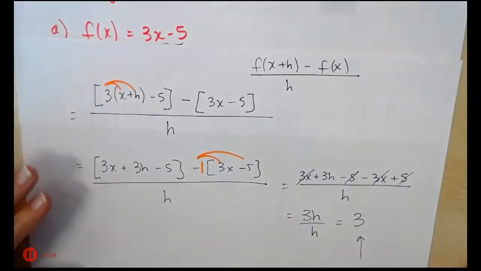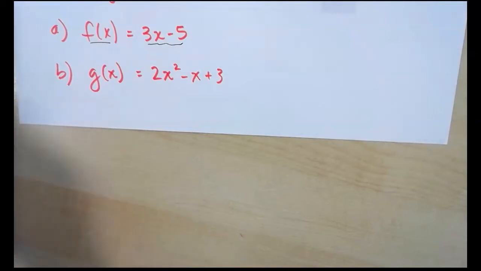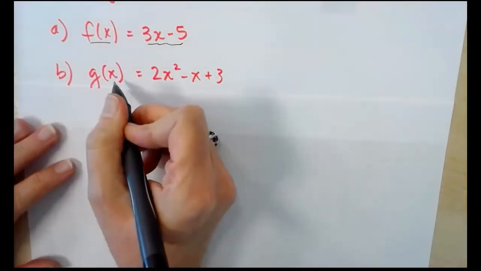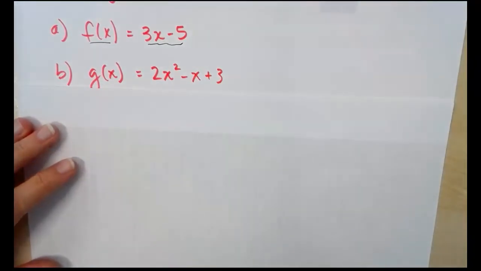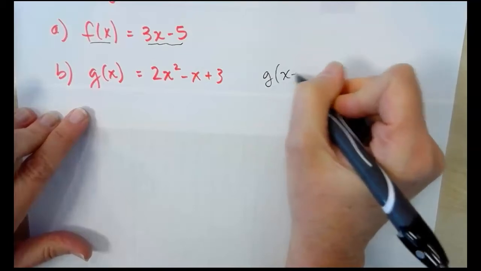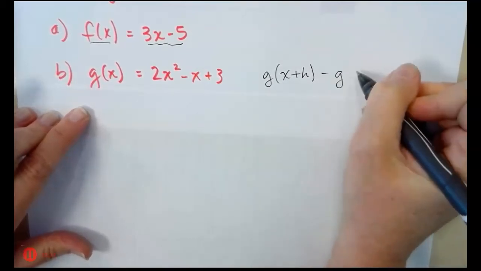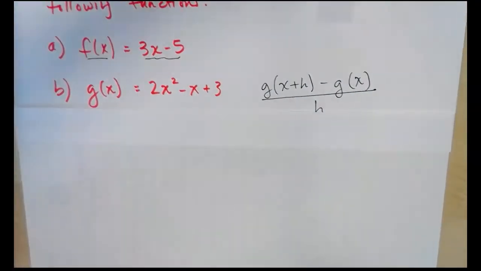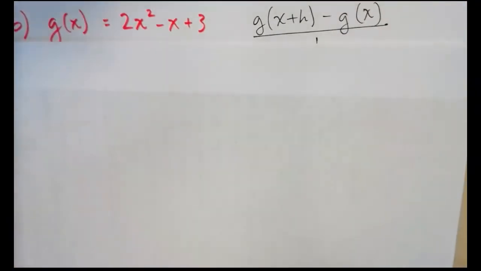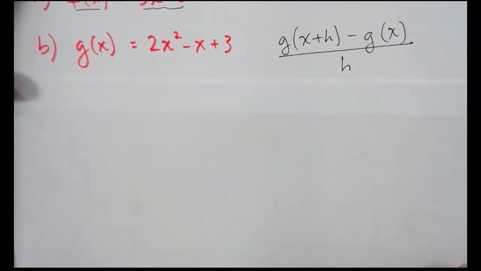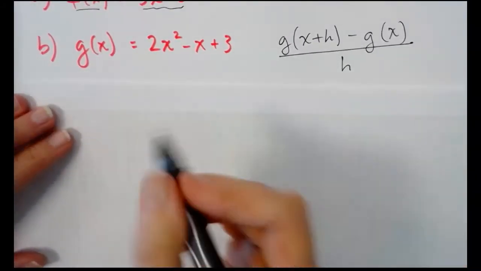We're going to see something a little different on the next one. The next one is not a linear function. This next one is a quadratic function, and it's in terms of g, but just because it's in terms of g doesn't change anything. The difference quotient here, just think of it simply as g of x plus h minus g of x all over h. We're still going to apply the difference quotient in the same manner. Remember, the g is just the name of the function. It doesn't change the value or anything else like that.